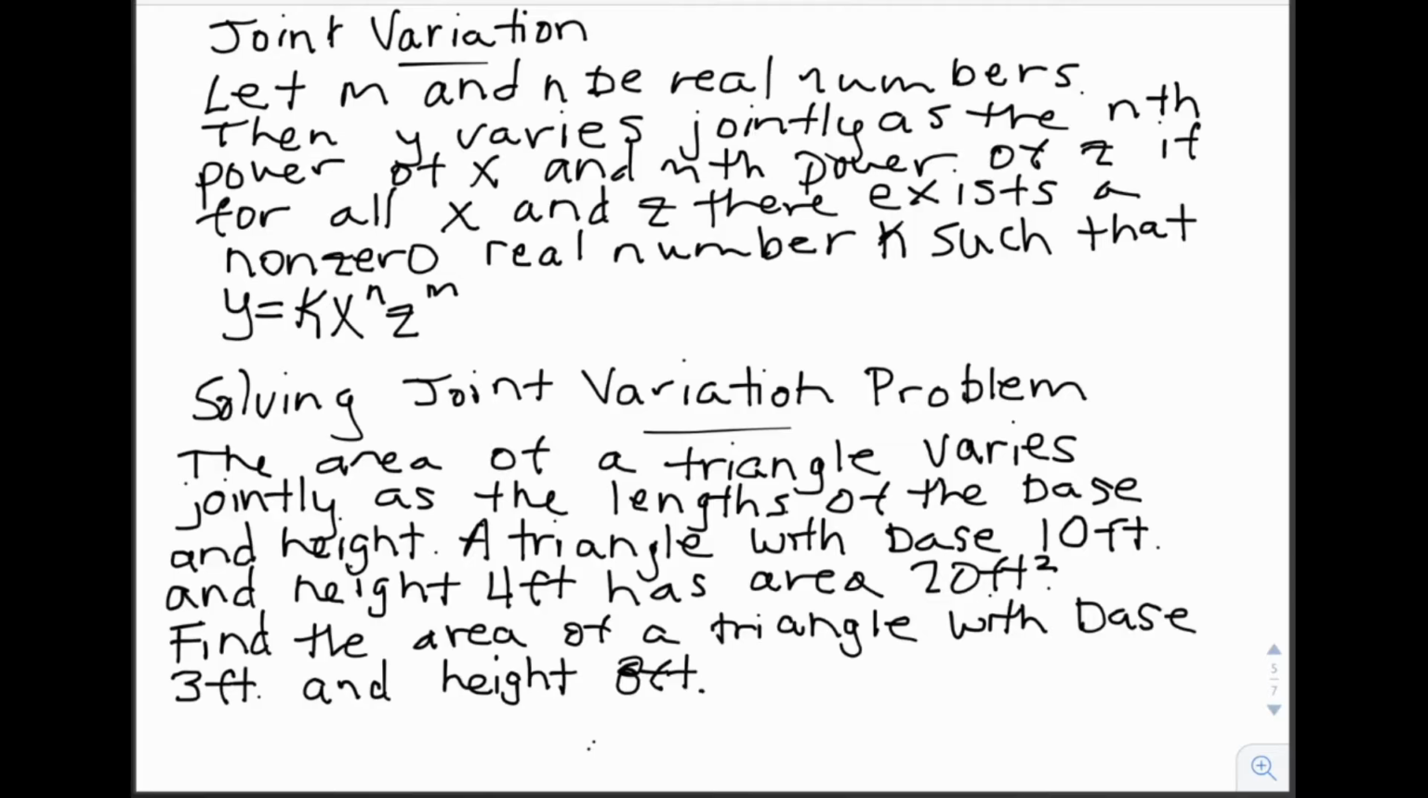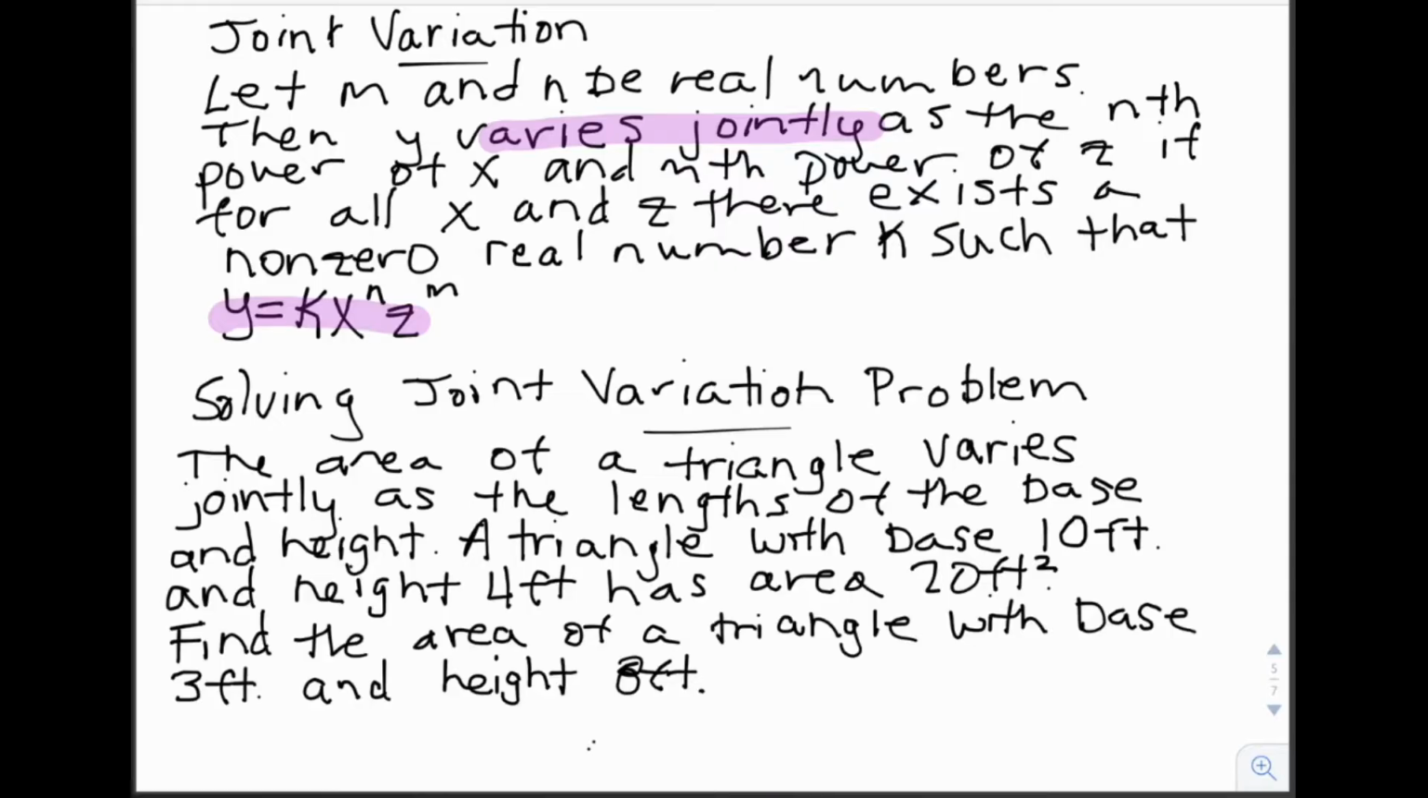Additionally, we have this thing called joint variation. Joint variation can be defined by having m and n be real numbers. Then y varies jointly as the nth power of x and the mth power of z. So if for all x and y there exists a non-zero real number k, such that y is equal to k, or a constant, times x raised to the n and then z to the m, you're going to have this general formula.